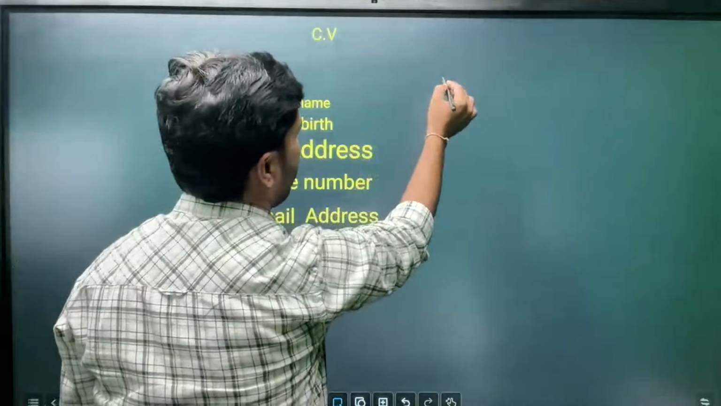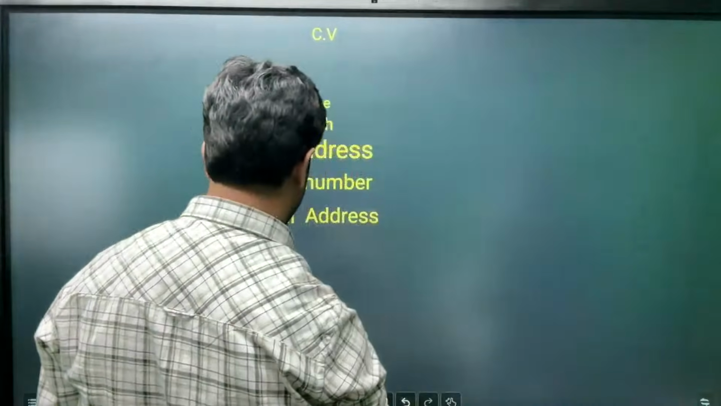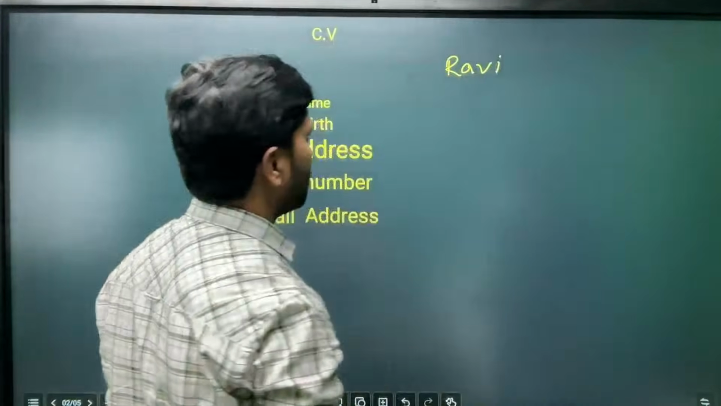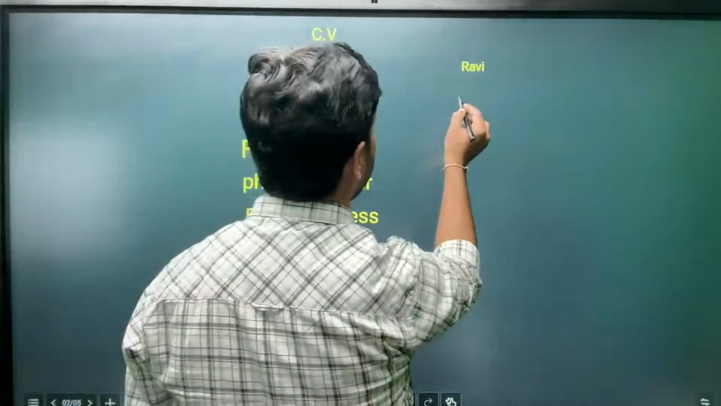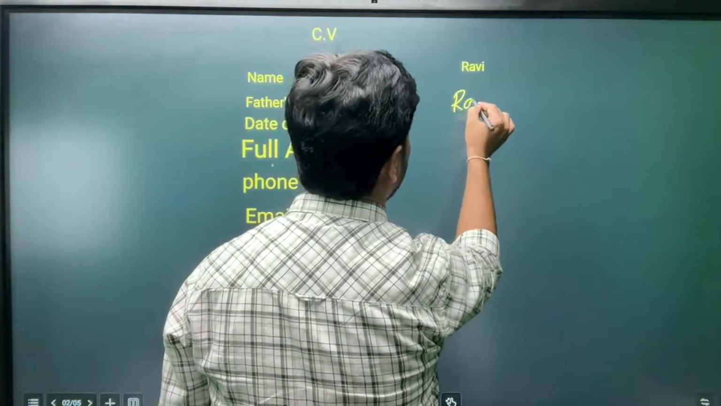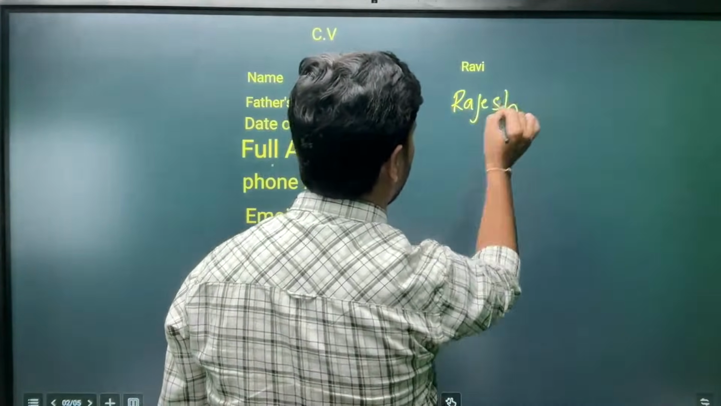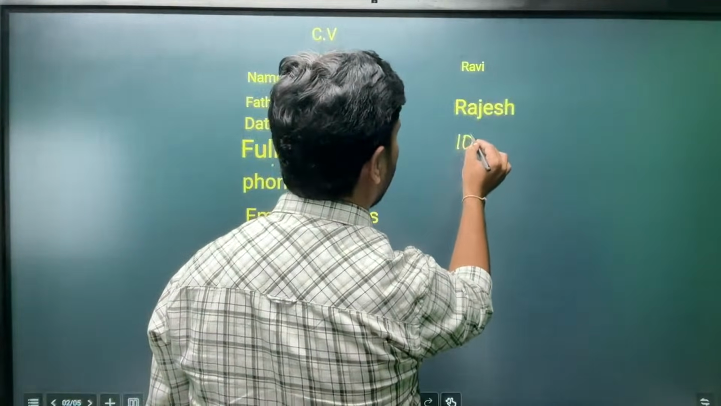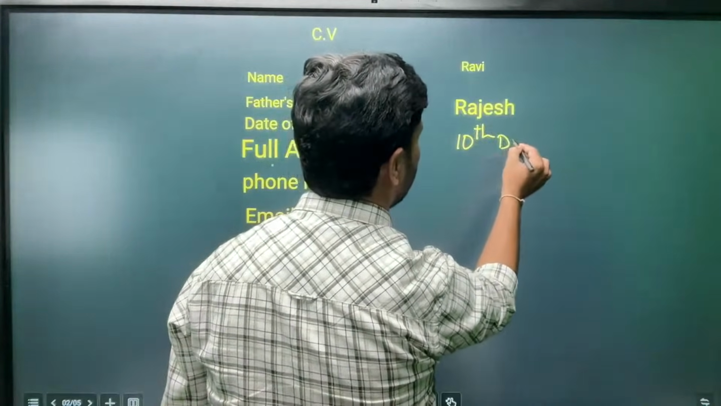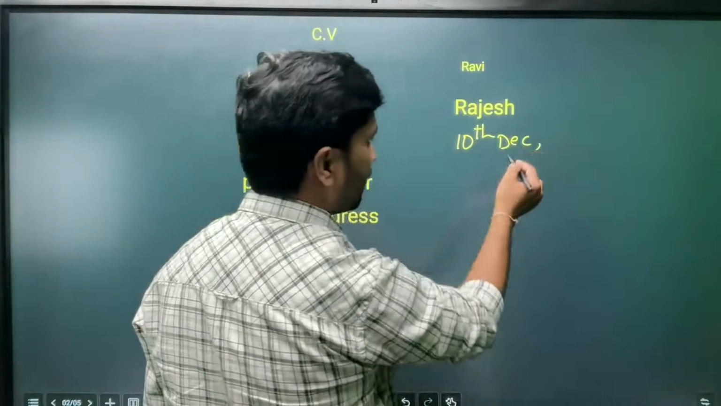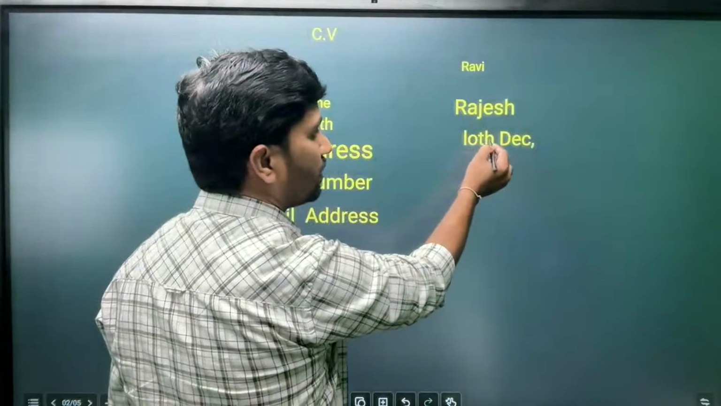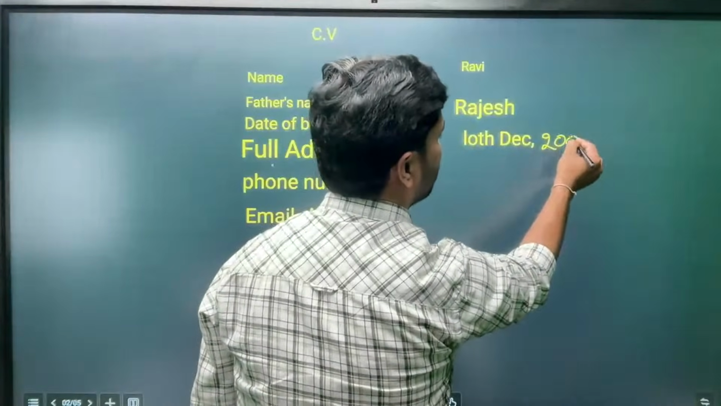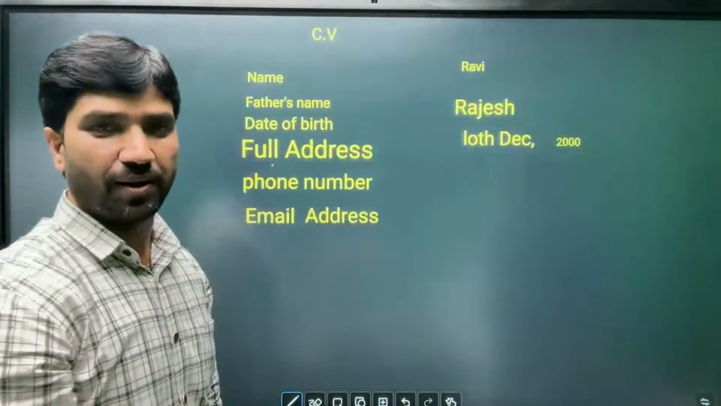Write the name. For example, the name is Ravi. And the father's name is, for example, Rajesh. And the date of birth is, for example, 10th December, comma. If you write 10th, then after December put a comma. For example, 2000, because we are writing the curriculum vitae in 2000.